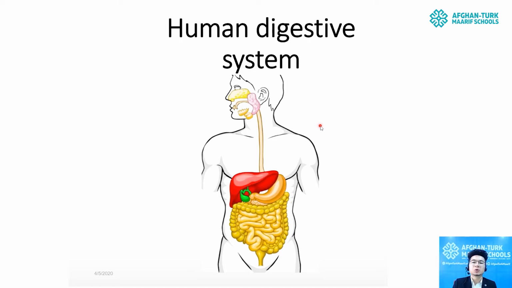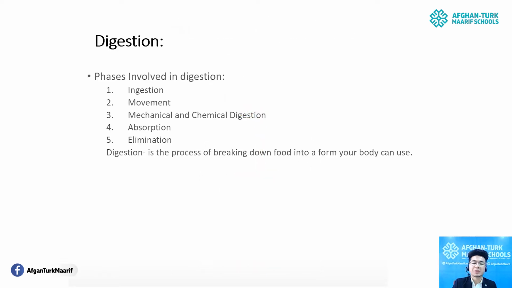As you all know, we are going to study systems of the human body in the 9th grade. So let's start with the human digestive system. First of all, what is digestion? Digestion is the process of breaking down the food mechanically and chemically into a form which our body can use.